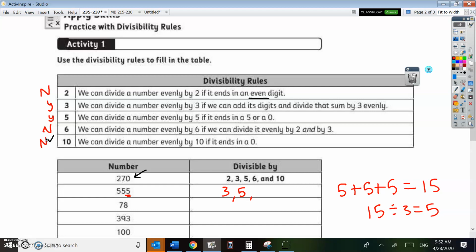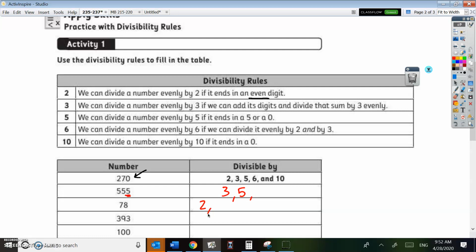Okay, look at 78. Let's clean this side off here. 78 is even, so yes, it's divisible by 2. Let's check 3. 7 plus 8 is 15. 15 divided by 3 equals 5, so yes, it's divisible by 3. It does not end in 5, so it's not divisible by 5. It is even, so it's divisible by 6 if it works with both 2 and 3, and it does. So it's also divisible by 6. It does not end in 0, so it's not divisible by 10.